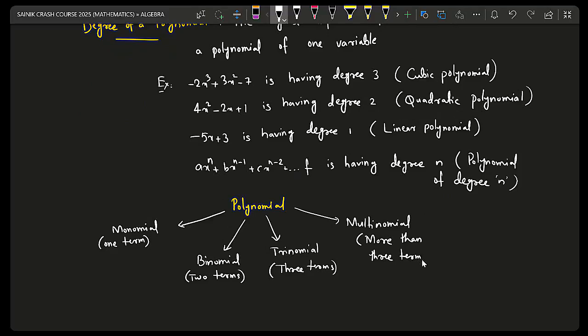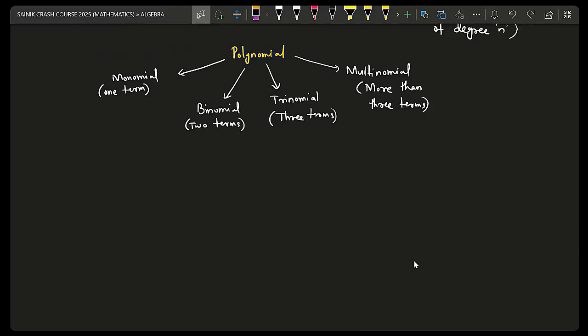Okay, we'll take some examples. First, monomial. An example for monomial is 5x. 5x is a polynomial and it is having only one term. 7a square is a polynomial and is having only one term. Minus 1 is also a polynomial and it is having one term. So these are examples of monomial.